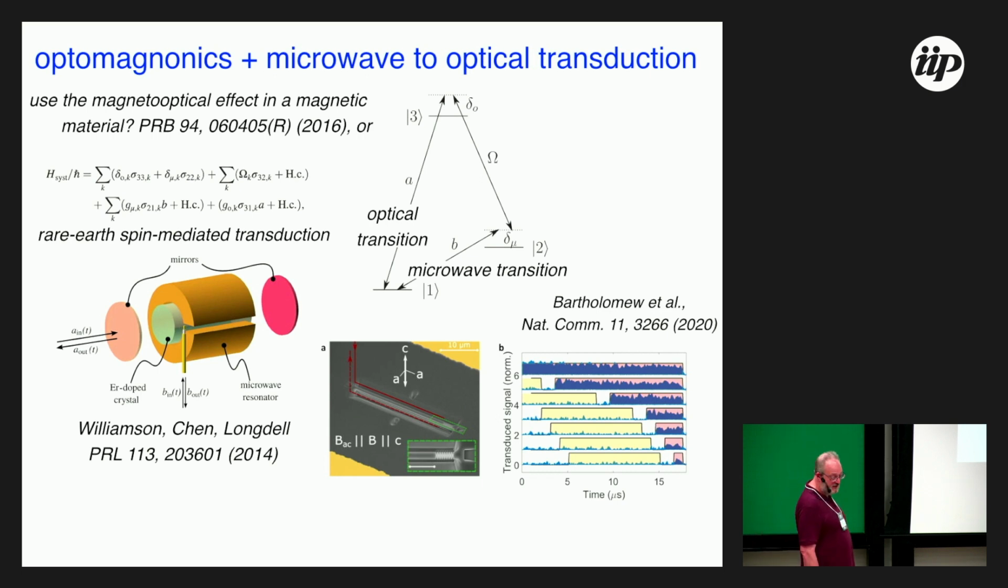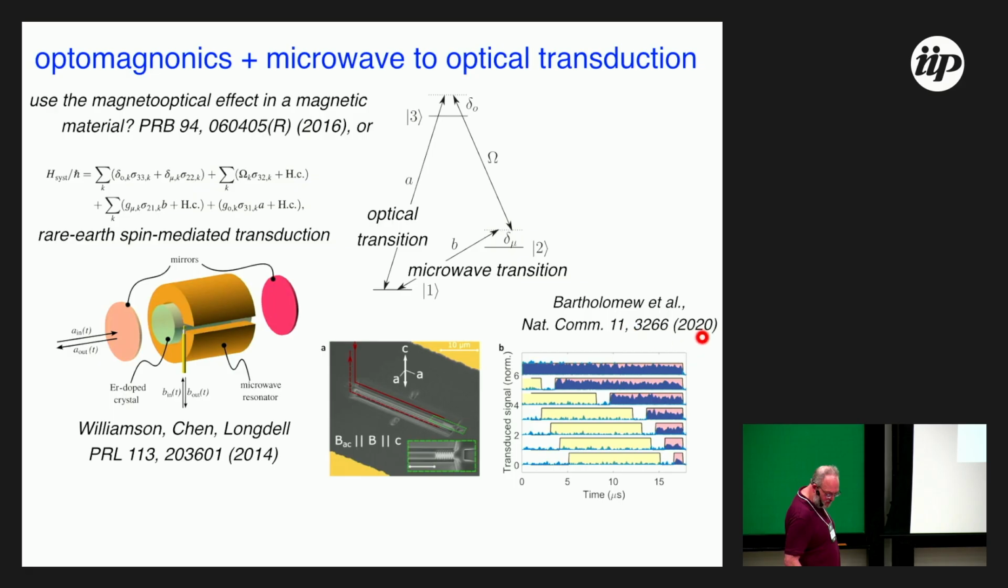And then what you do is you drive this transition with a coherent light field, which means that, since this is a nonlinear optical effect, if you put in a microwave photon, you're going to get out an optical photon. If you put in an optical photon, in principle, you get out a microwave photon because you have a connection between the two.